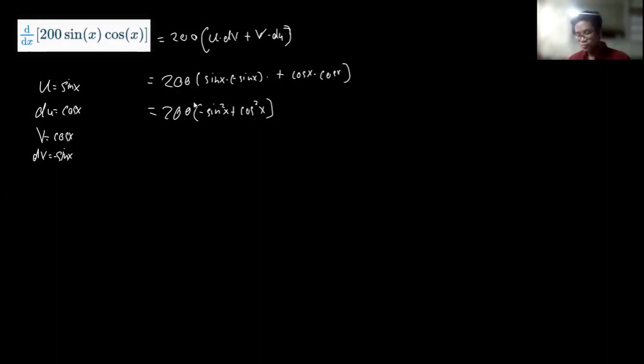You can further simplify it if you like. You can apply trigonometric identities here. It's not a problem to me. Or you can just distribute 200 on each of these terms. No problem. Either way, it is still correct. And I think that's it.